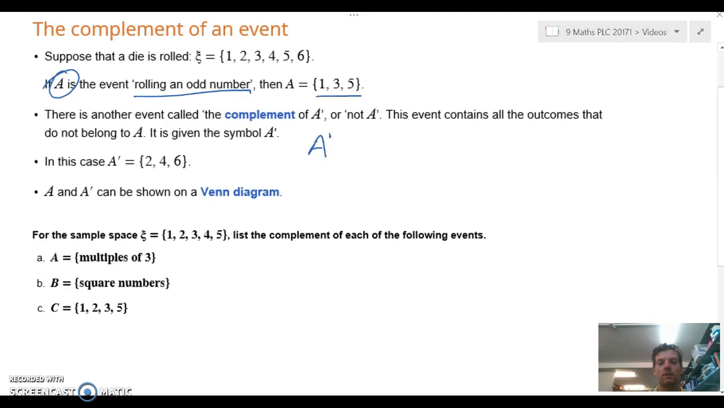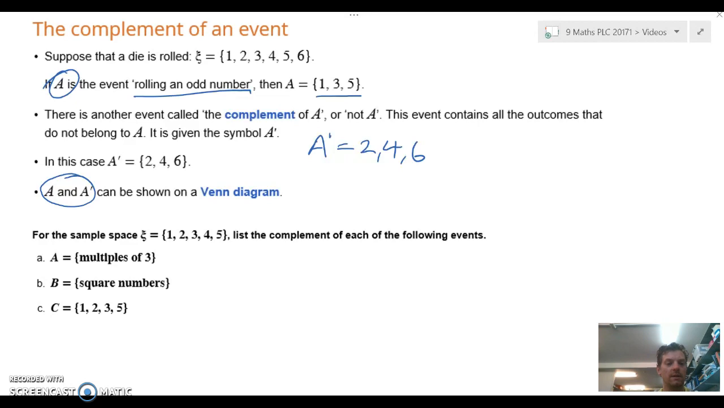And we know that the things that aren't A, so the ones that aren't odd, are the ones that are left over. So that's 2, 4, and 6. We're going to look a little bit later at how we can show that both A and the complement of A can be put in a Venn diagram. But let's just get used to using these terms as a starting point.